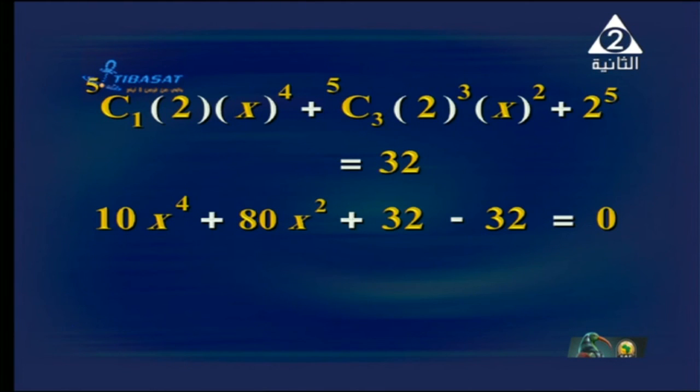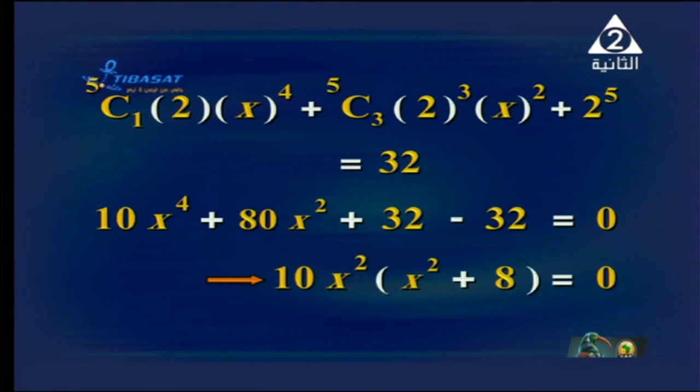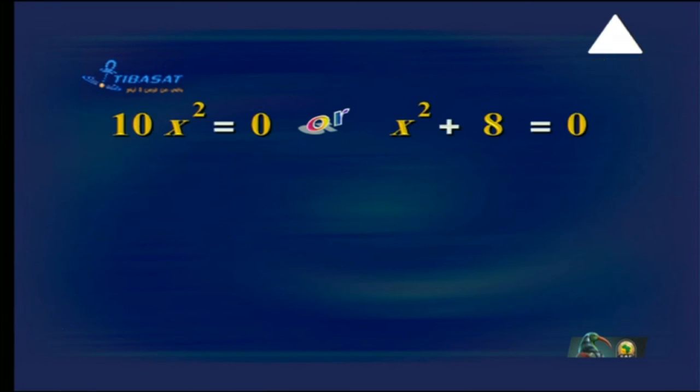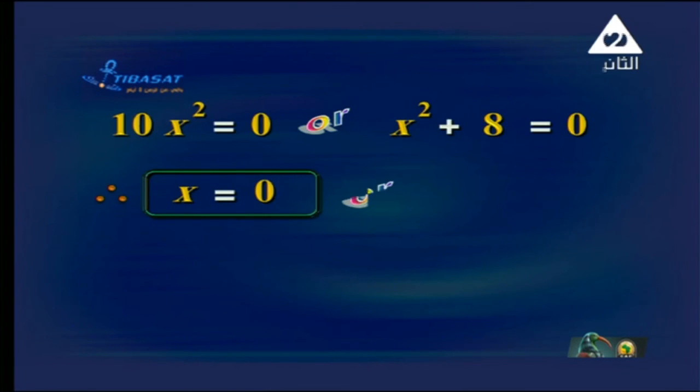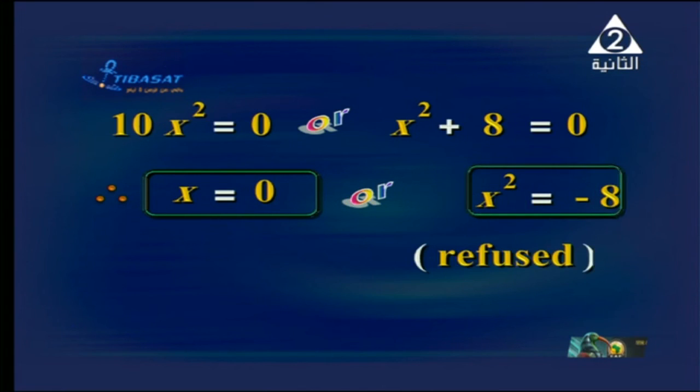Then we deduce the equation by using the highest common factor: 10x^2 multiplied by (x^2 plus 8) equals 0. What is the value of x, my dear student? In this case, 10x squared equals 0, then x equals 0, or x squared plus 8 equals 0. Therefore, x equals 0 or x squared equals negative 8.